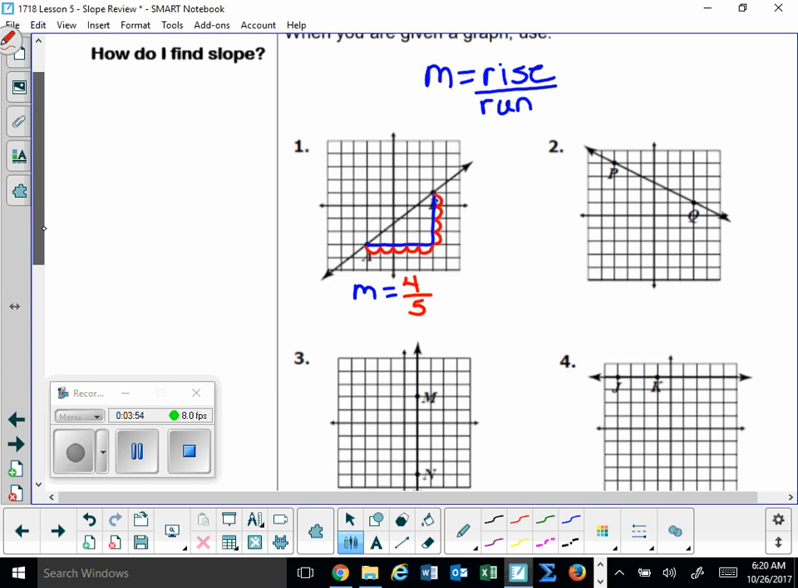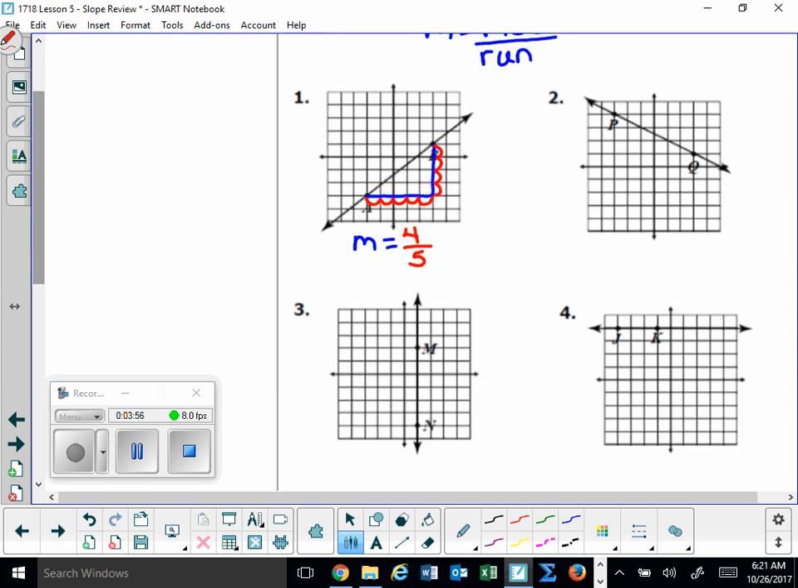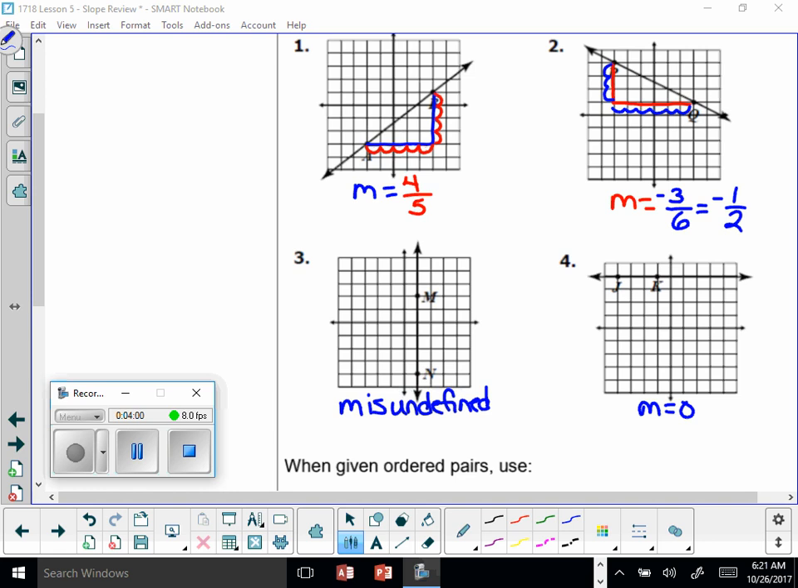All right, I want you to pause the video for a minute and try 2 through 4 on your own. Okay, check your work. I hope you noticed that number 2 was a negative slope and you had to simplify the fraction.